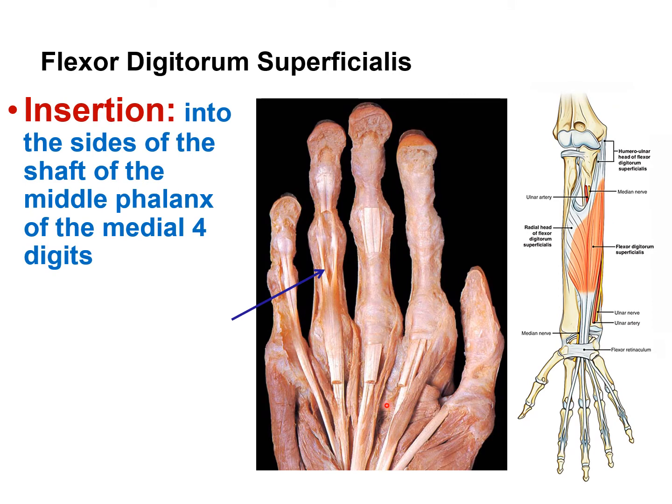Talking about the insertion of flexor digitorum superficialis, the tendons of the superficialis muscle, after crossing through the flexor retinaculum, split into two slips at the base of the proximal phalanx, and then they subsequently reunite and decussate again, finally gaining insertion into the sides of the shaft of the middle phalanx of the medial four fingers.